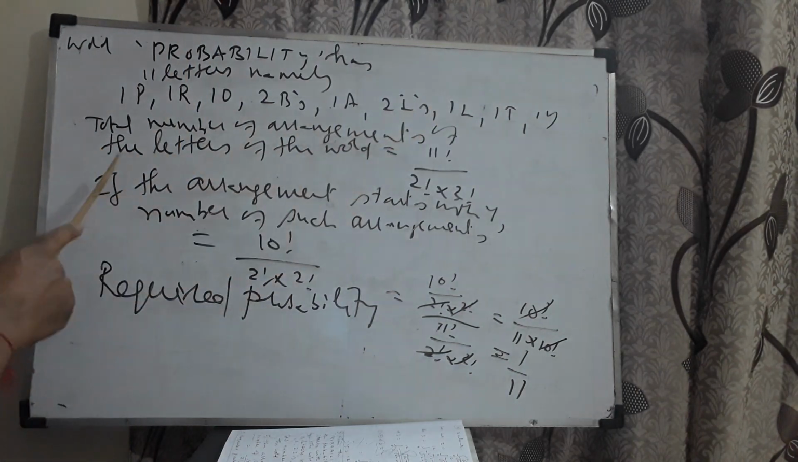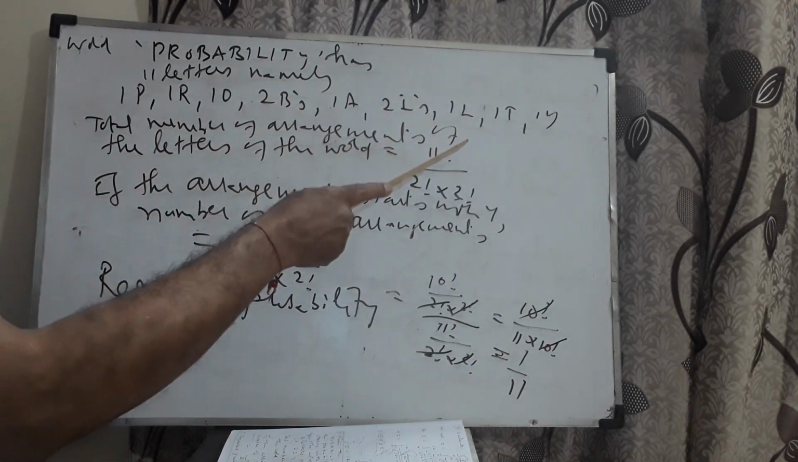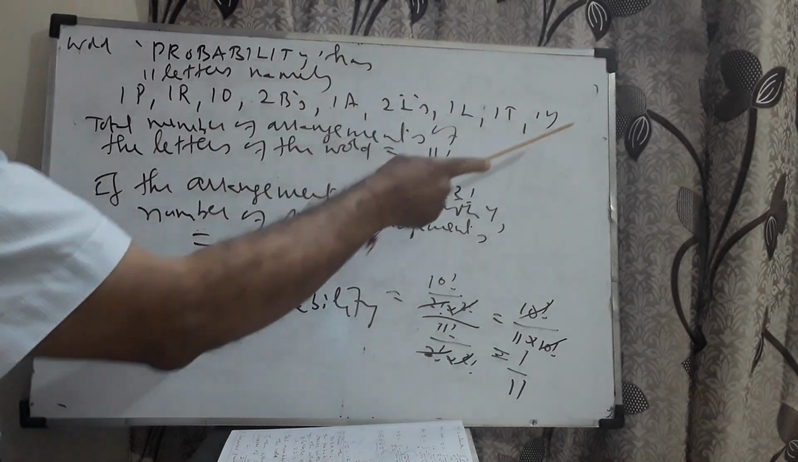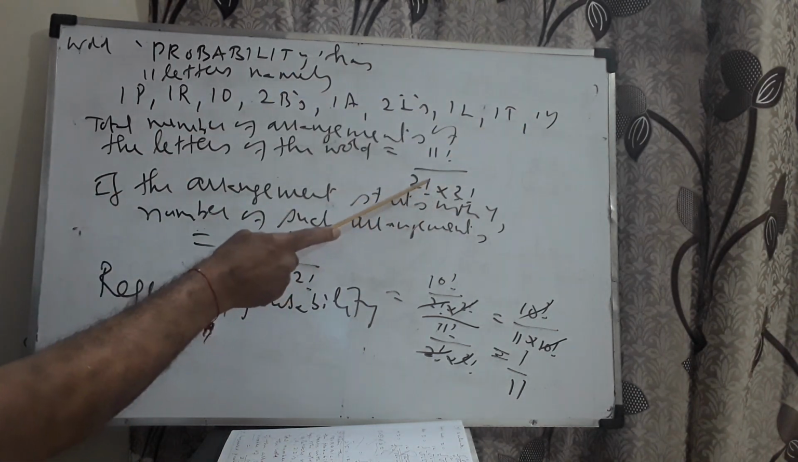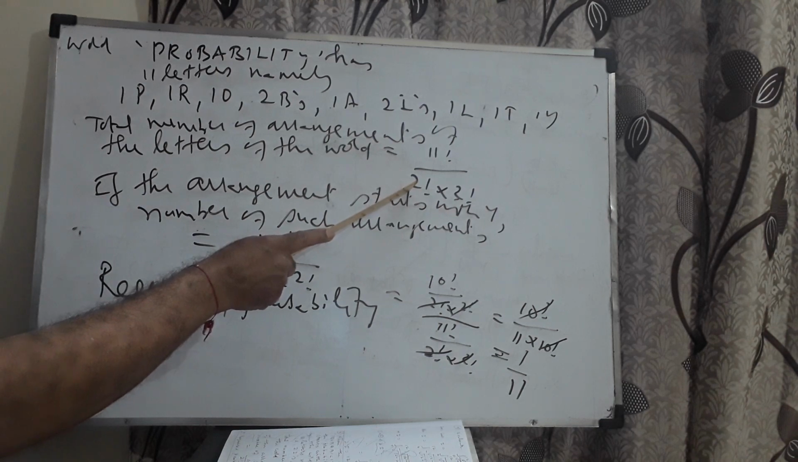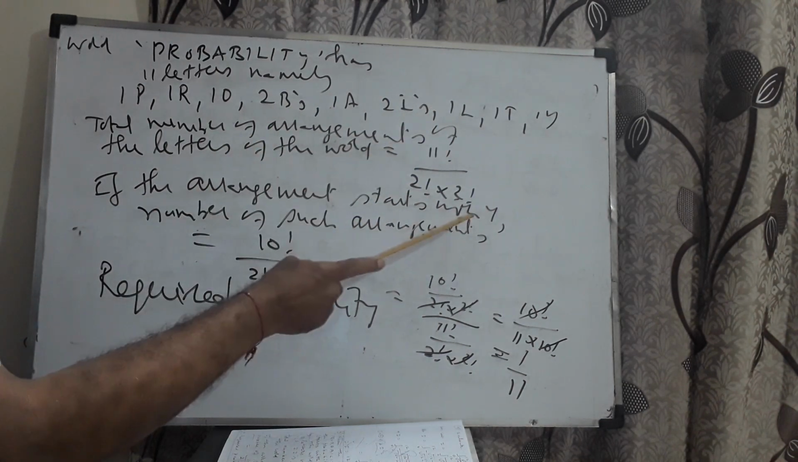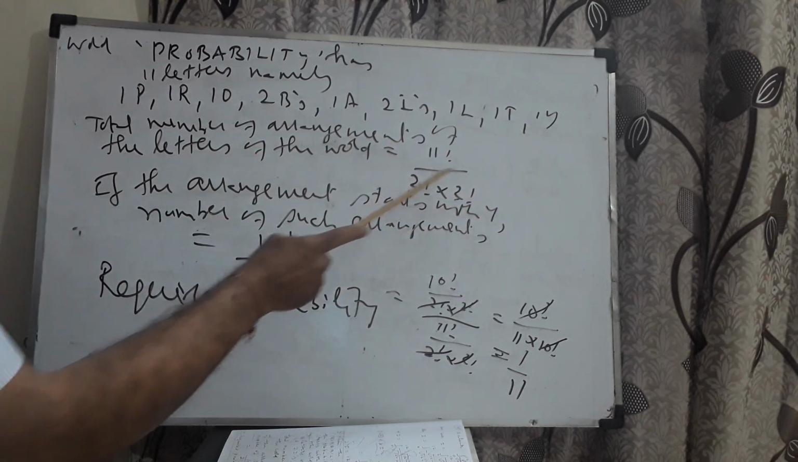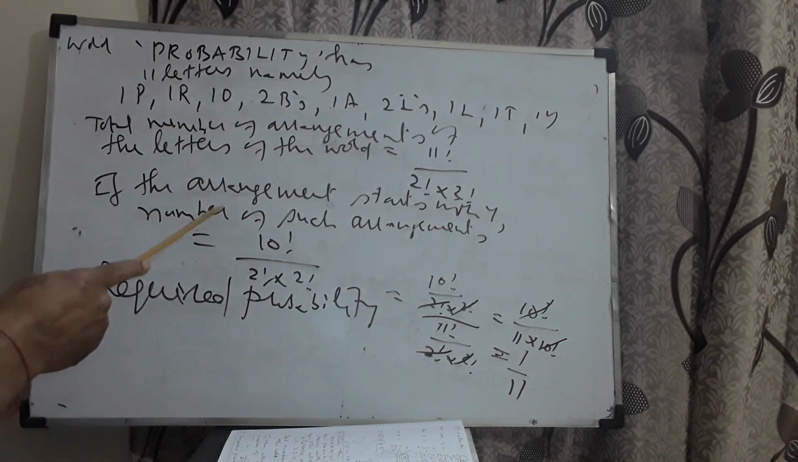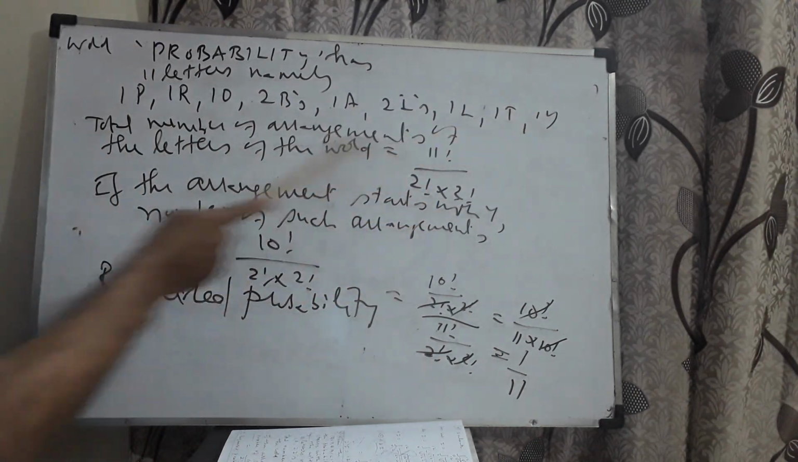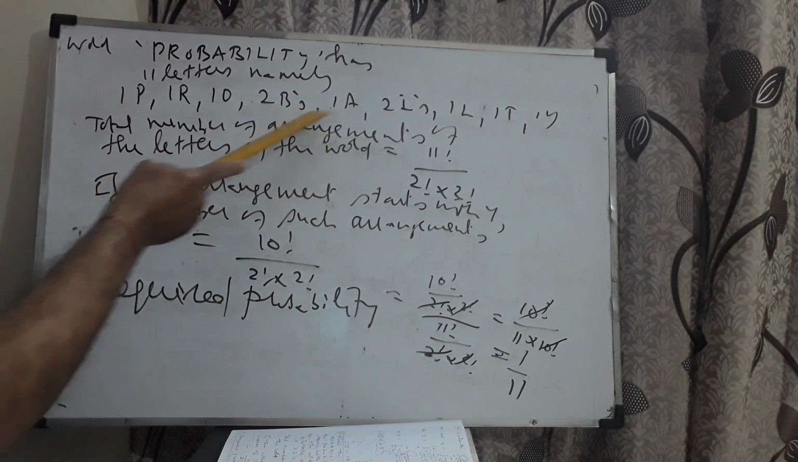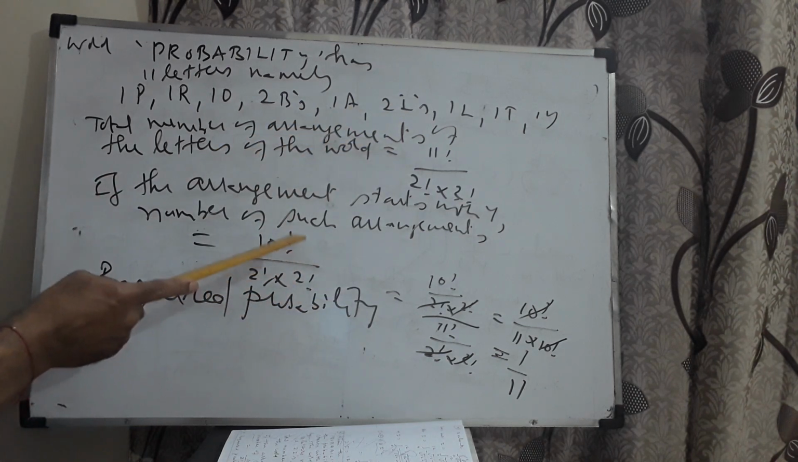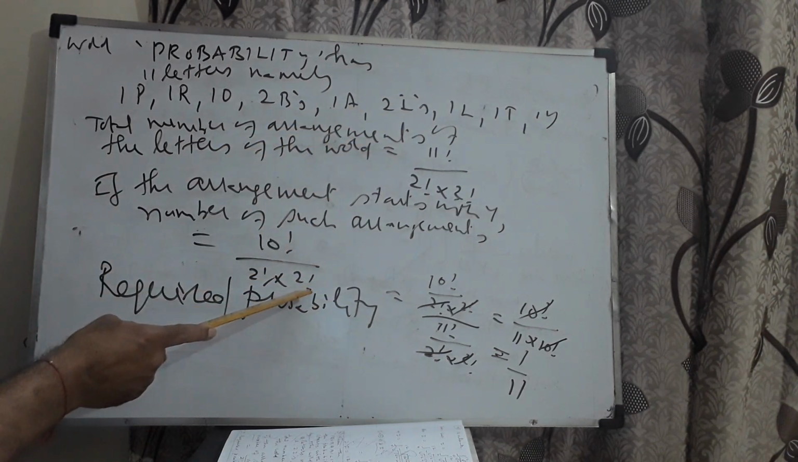Now for the total number of arrangements of the letters of the word, it will be factorial of the total number of letters, 11 factorial, by the product of factorials where the repetition is there. Therefore, there are 2 B's and 2 I's. Therefore, multiply 2 factorial, 2 factorial there. Similarly, if the arrangement starts with Y, other than Y, there are 10 letters, out of which 2 B's and 2 I's are there. Such arrangements will be 10 factorial by 2 factorial and 2 factorial.